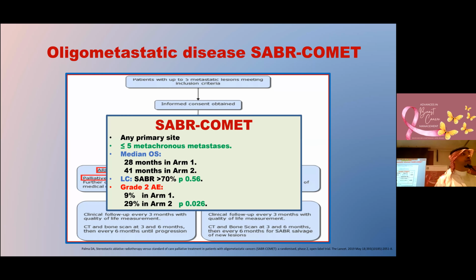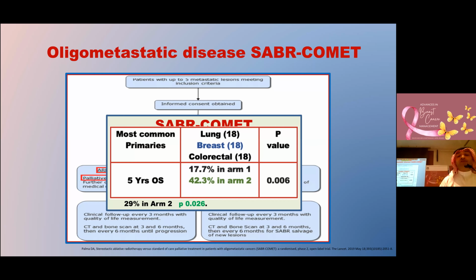The long-term outcome of this trial showed an increase in 5-year survival for the patients, from the standard of care of 17% to 42% in the patients who had SABR as a treatment for oligometastasis. And as you see, the major population of this SABR-COMET trial was breast, lung, and colorectal cancer.